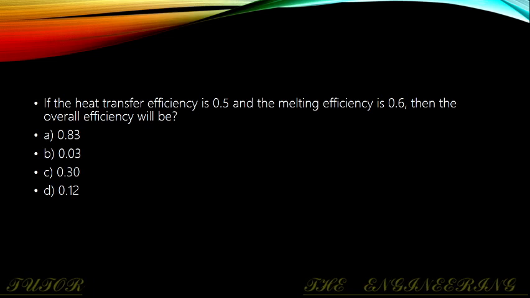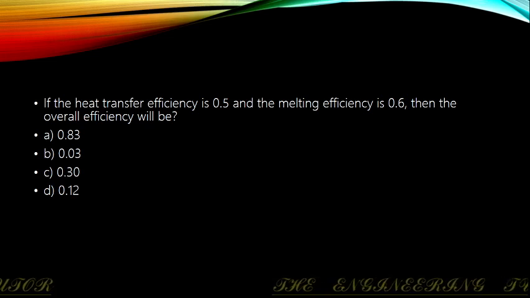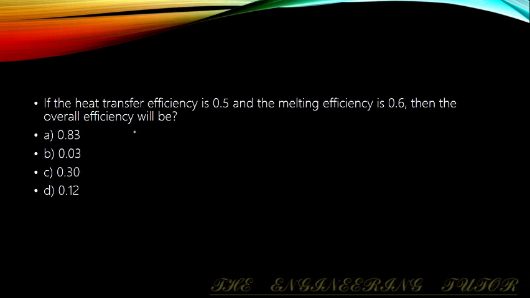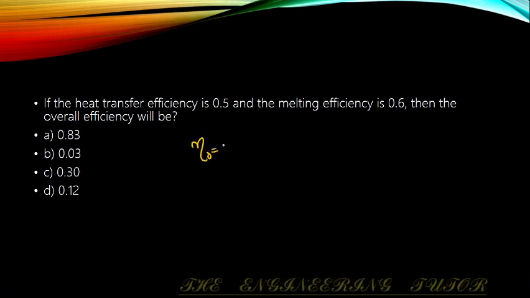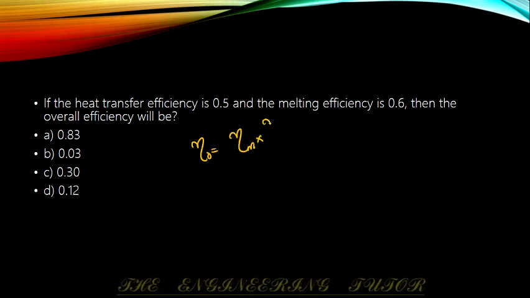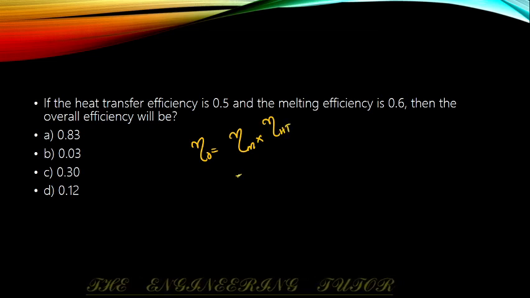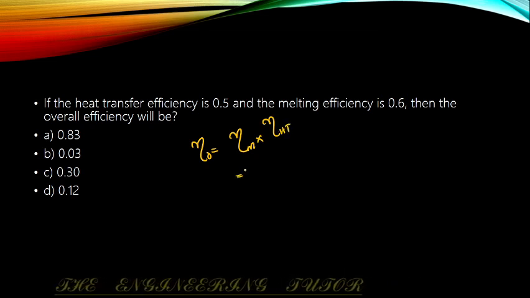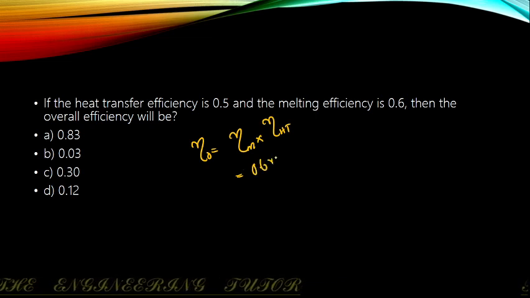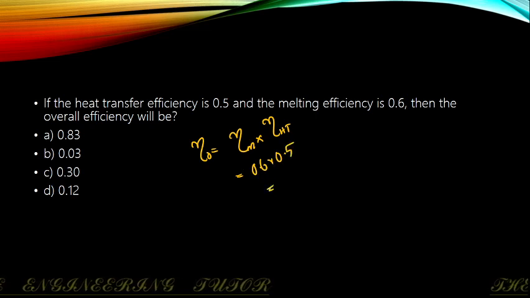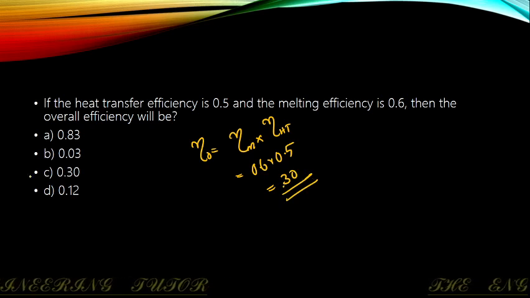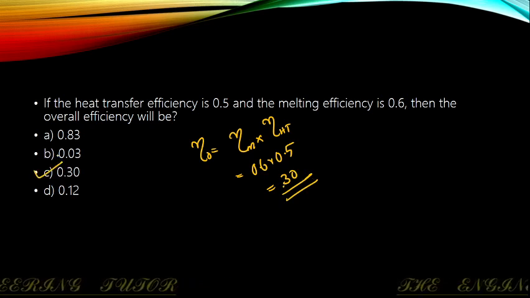If the heat transfer efficiency is 0.5 and the melting efficiency is 0.6, then the overall efficiency is given by the product of melting efficiency and heat transfer efficiency. So we can multiply these two values, 0.6 into 0.5. The answer is 0.3. So the answer is option C, 0.3 is the correct answer.